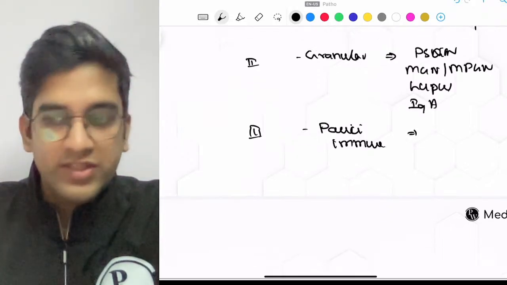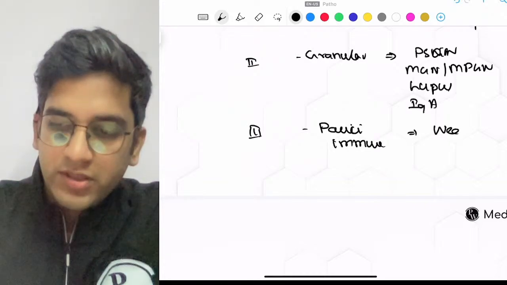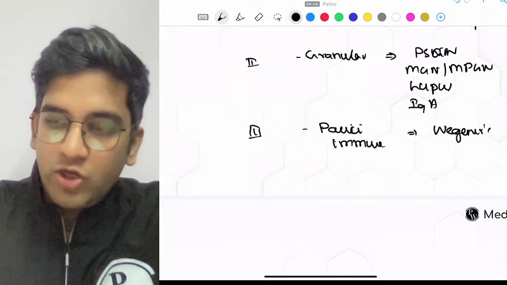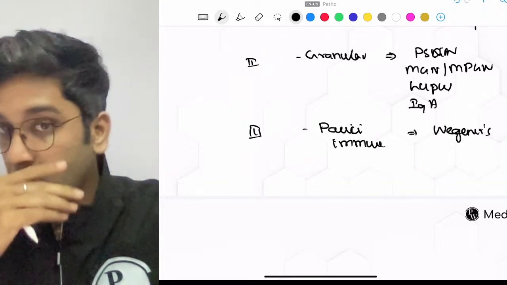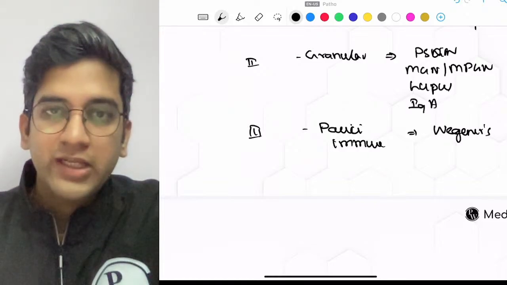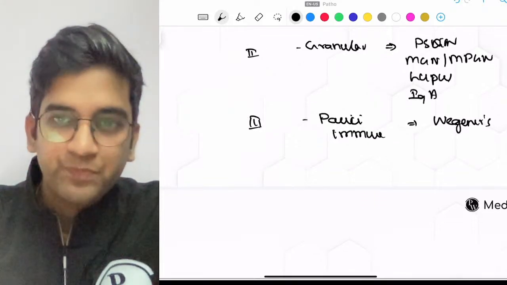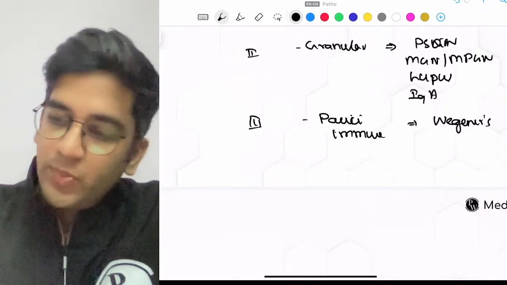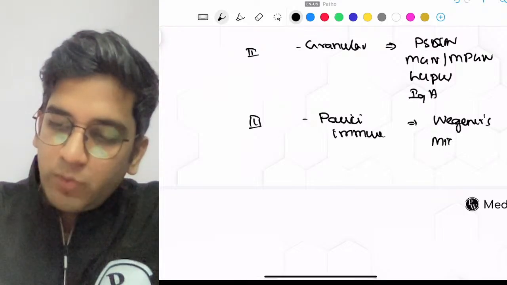Wegener's, right? Wegener's is a small vessel vasculitis. Wegener's can cause this, right? So Wegener's granulomatosis. Takayasu's is not a small vessel vasculitis, right? Takayasu's is a large vessel vasculitis, right? Okay. So Wegener's and your microscopic polyangiitis.